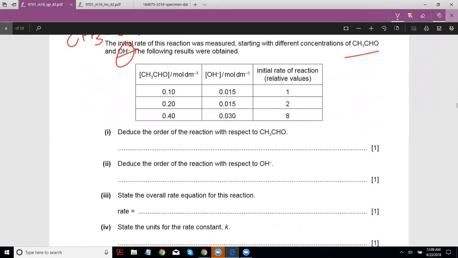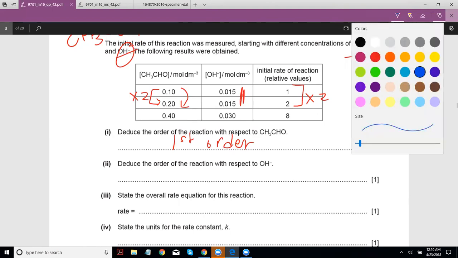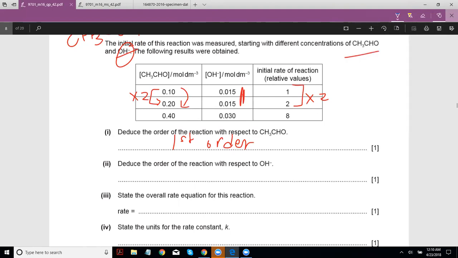OH is constant, so that's nice, because now whatever happens here will only be dependent on what the change was here from this to this, basically, because OH is constant. So this is going. And you can see both of them doubling. Yeah, both of them are doubling, which means the order of reaction is first order. So deduce the order of reaction with respect to OH. So let's look at it here.